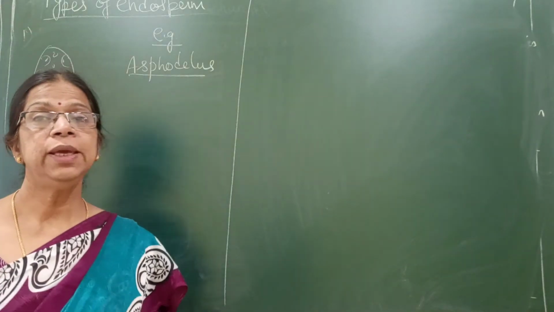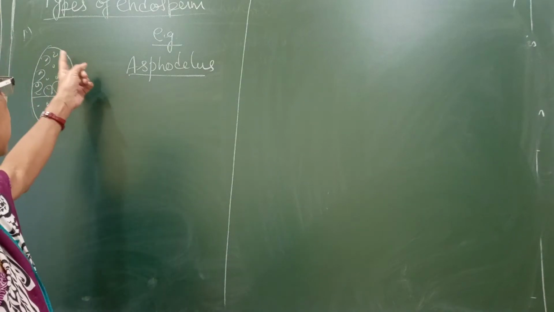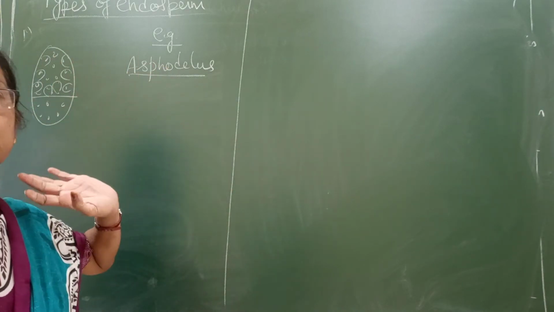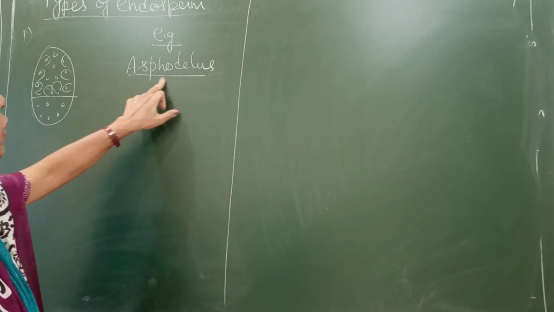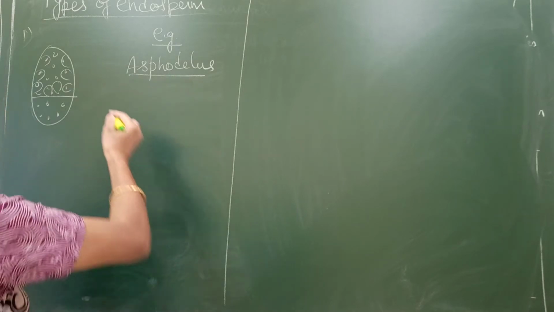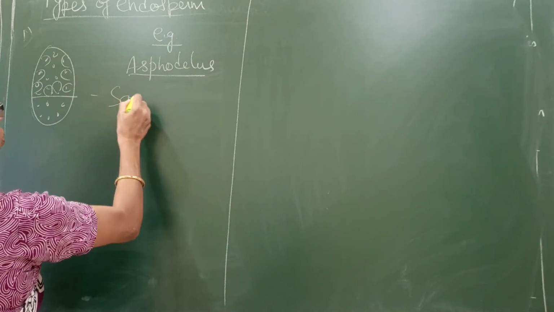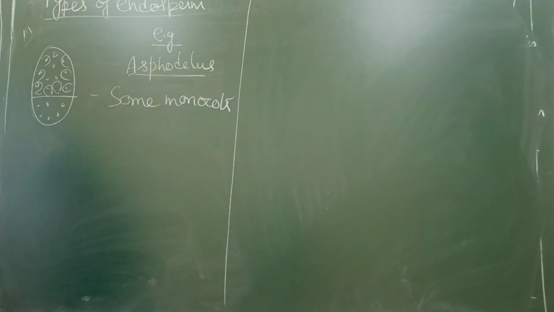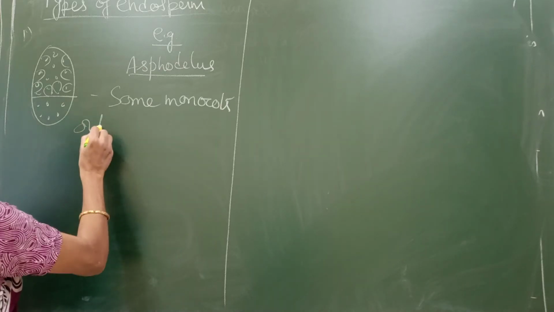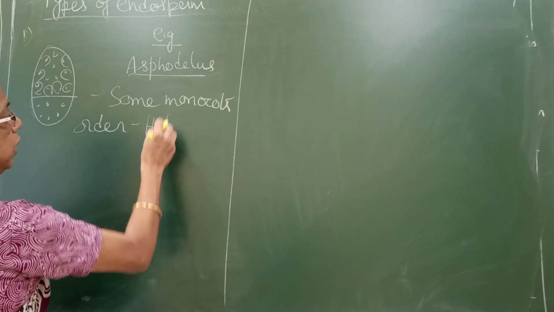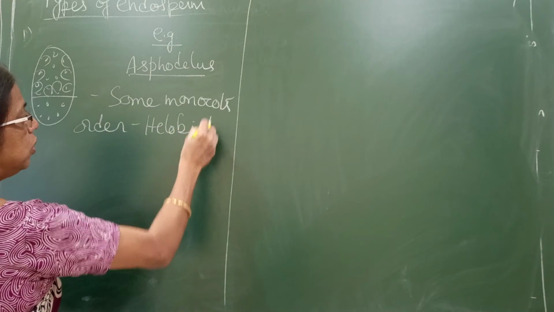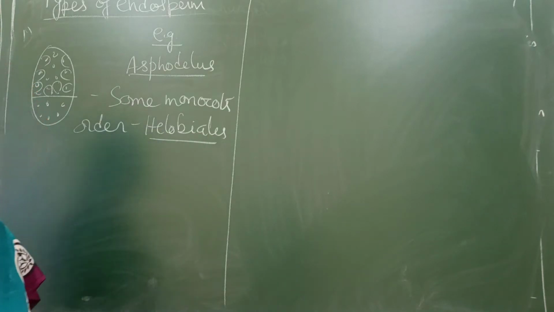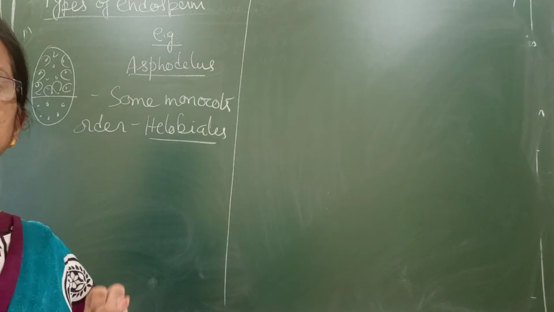Now let us look at the examples of the helobial endosperm. Example is Asphodelus. It is found in some monocots. It is the feature of some monocots, mainly belonging to the order Helobiales. That's why it is called helobial endosperm. So these are the three types of endosperm.